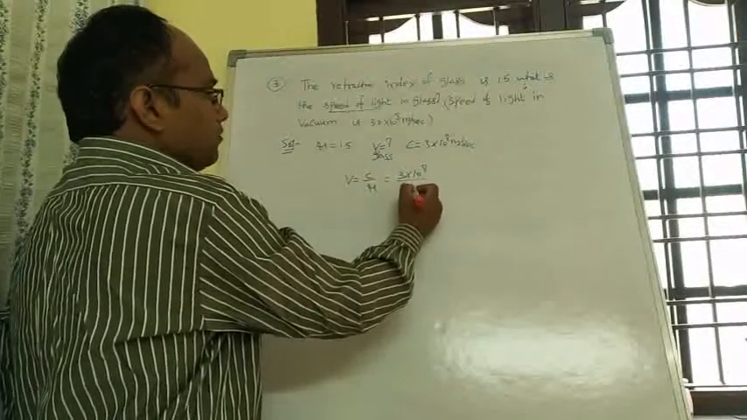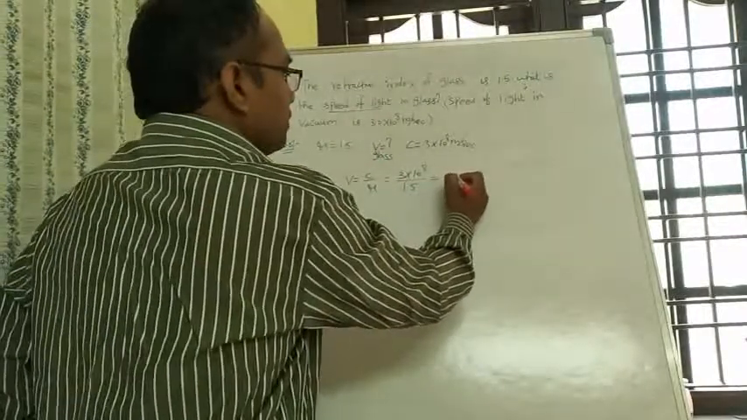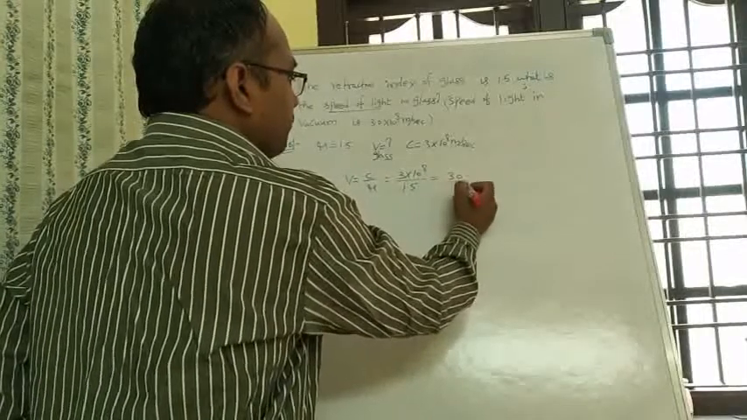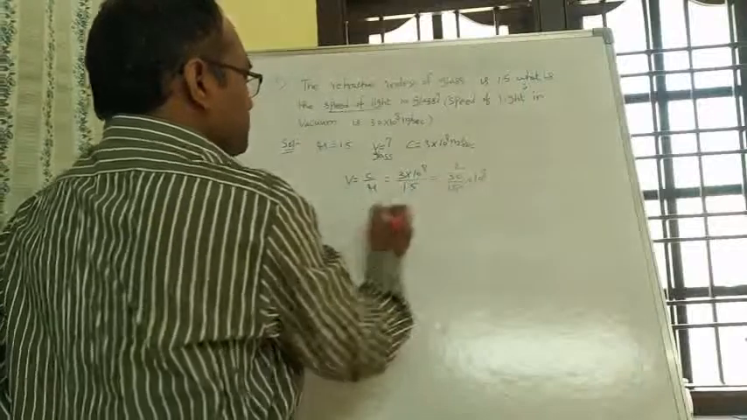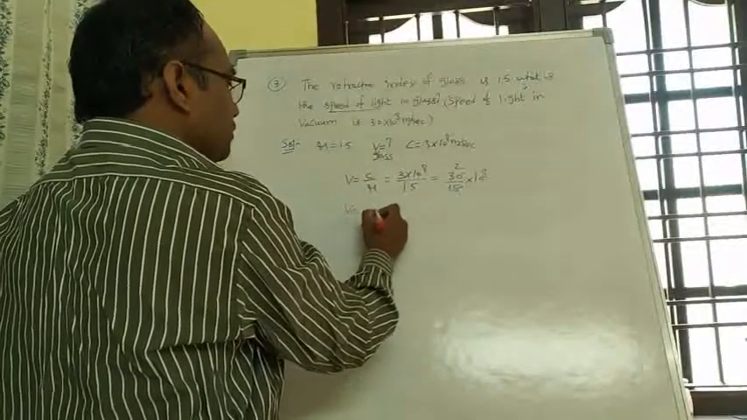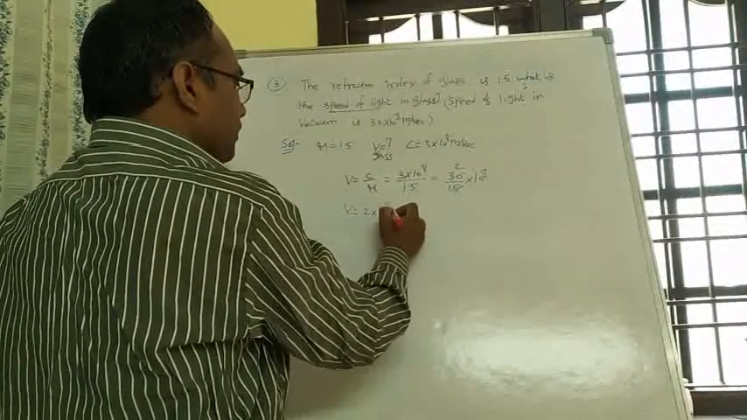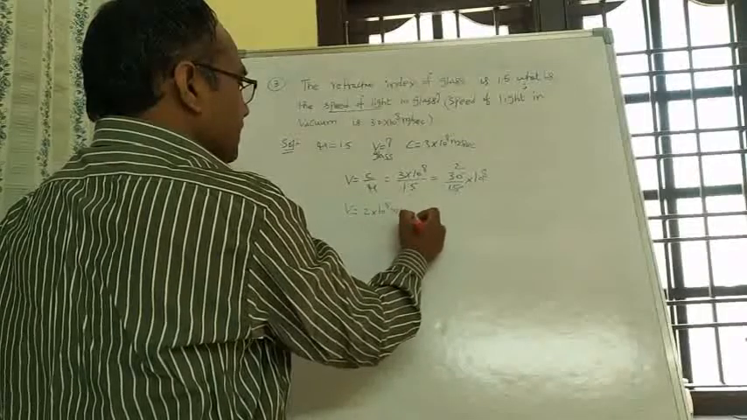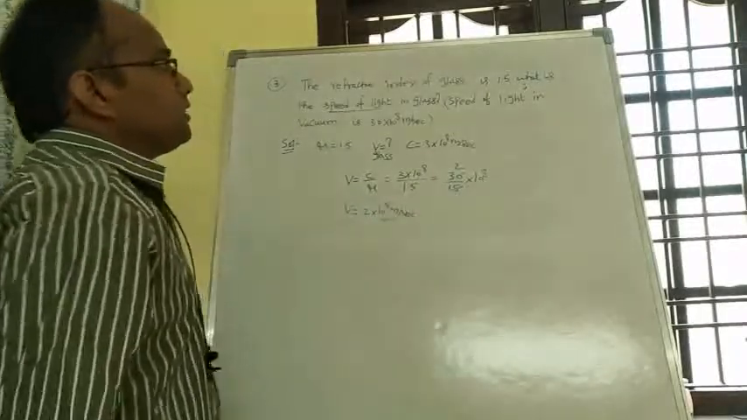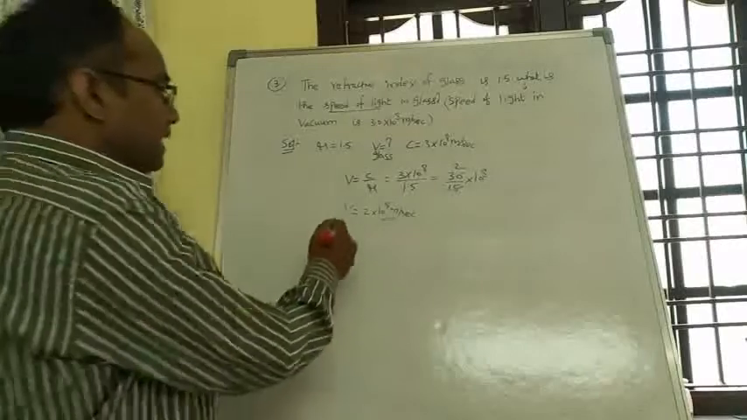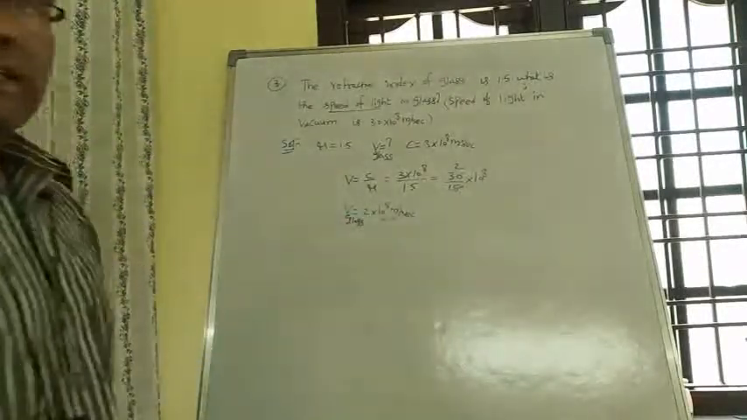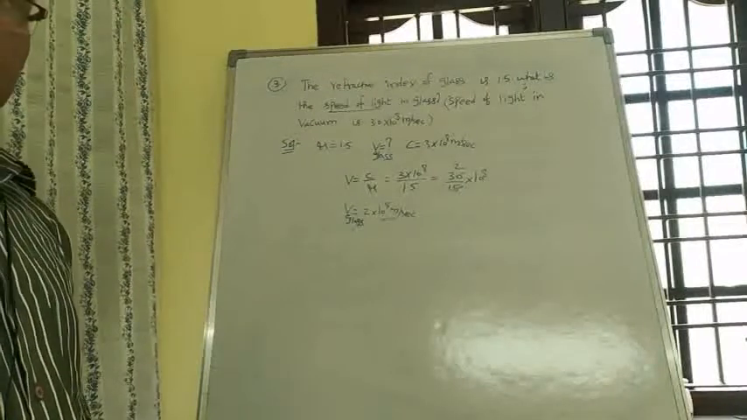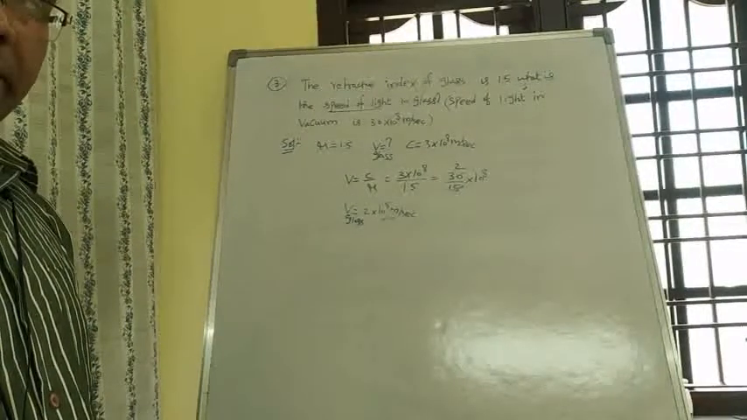n is nothing but 1.5. So 30 divided by 15 into 10 to the power of 8. 15 ones are 15, 15 twos are 30. So V is equal to 2 into 10 to the power of 8 meter per second. So this is the velocity of light in glass. The speed of light in the glass is nothing but 2 into 10 to the power of 8 meter per second.